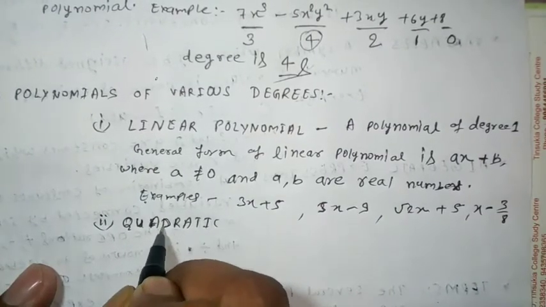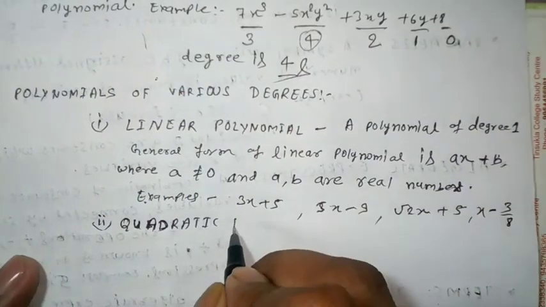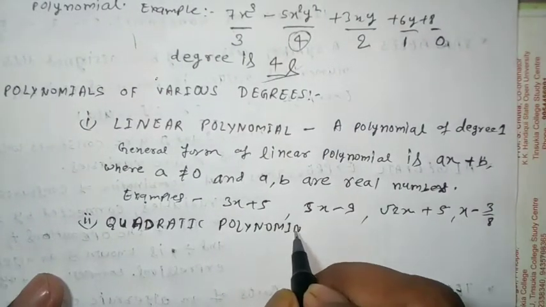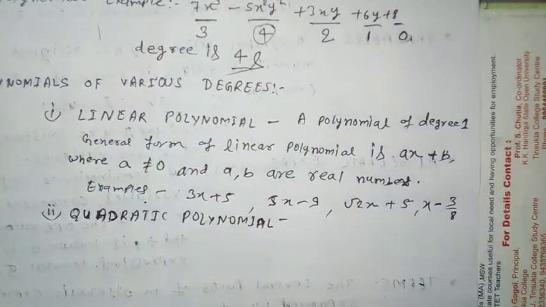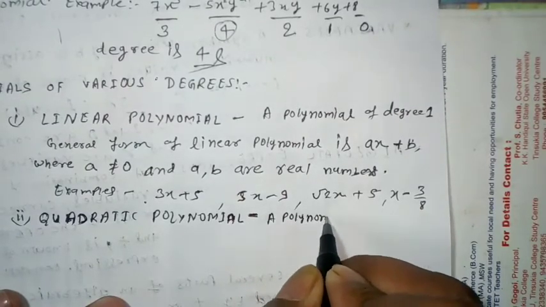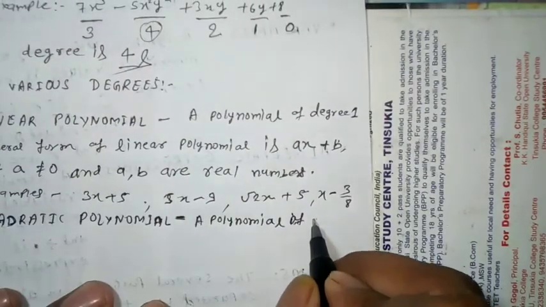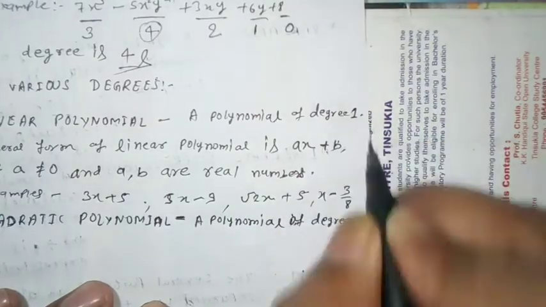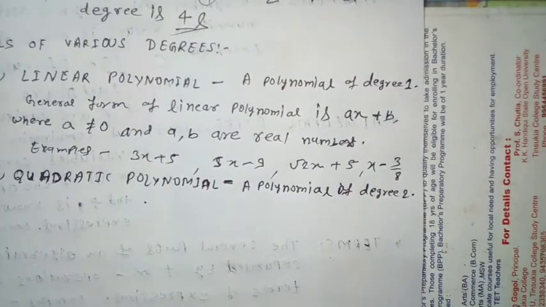Quadratic polynomial. A polynomial of degree 2 is called a quadratic polynomial.